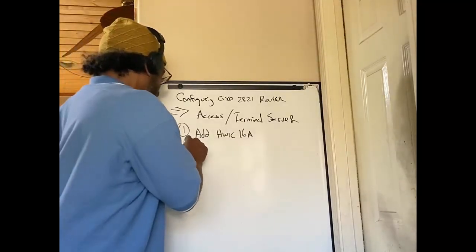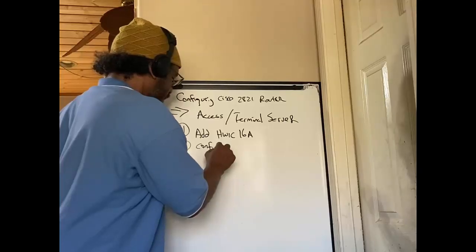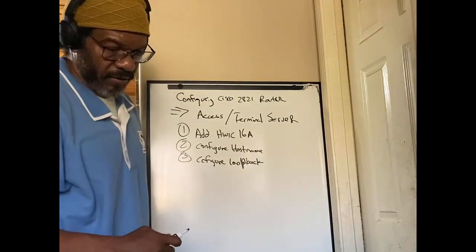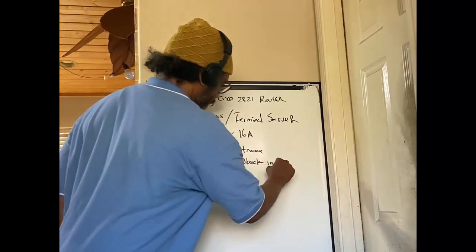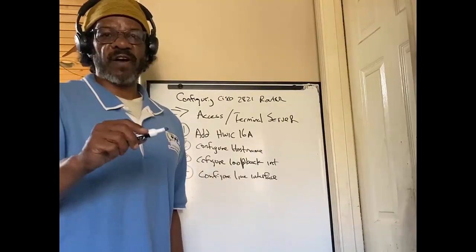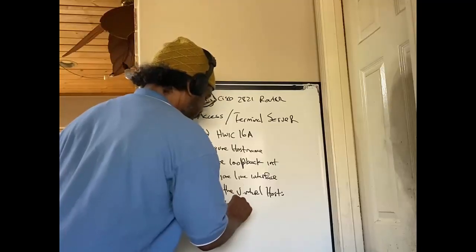The next thing we're going to do is configure a host name. The third step is we're going to have to configure a loopback interface, right? Step 4, configure a line interface. Step 5, we're going to define the virtual host that the channels connect to.